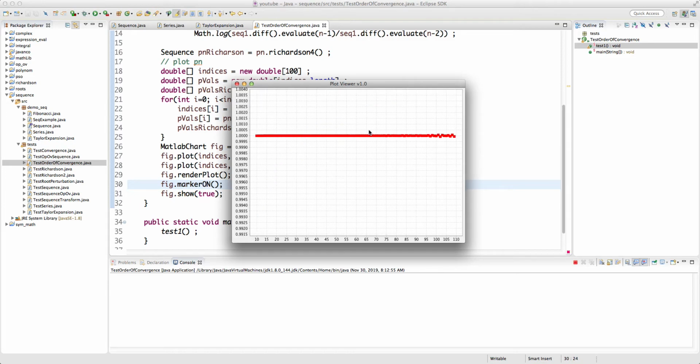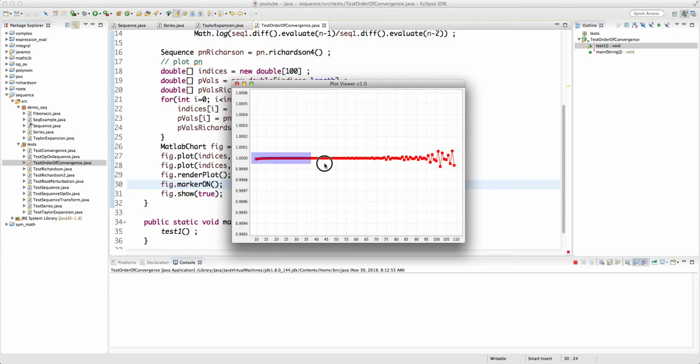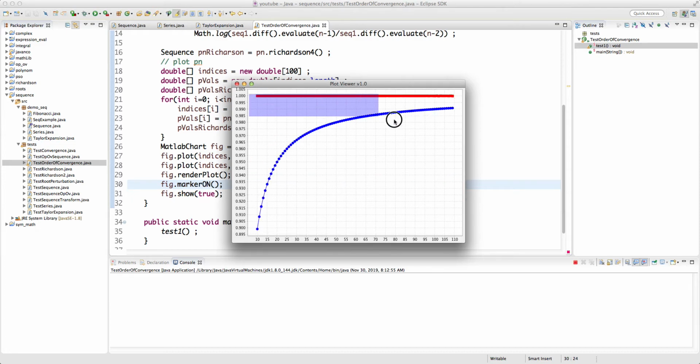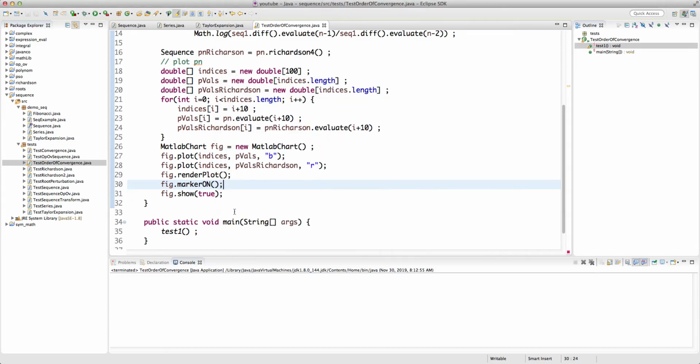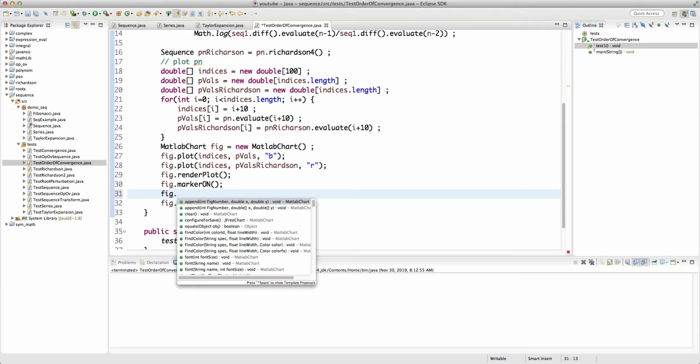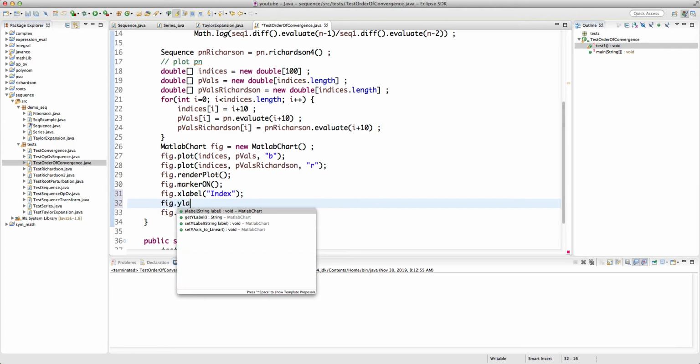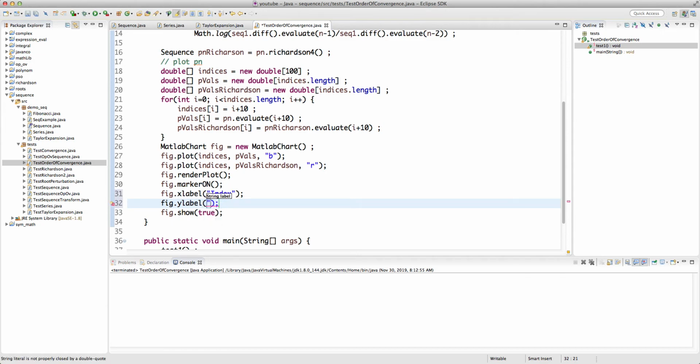As you can see, the Richardson converges super rapidly. Let me just add some titles: fig X label, index, and fig Y label, sequence Pn.